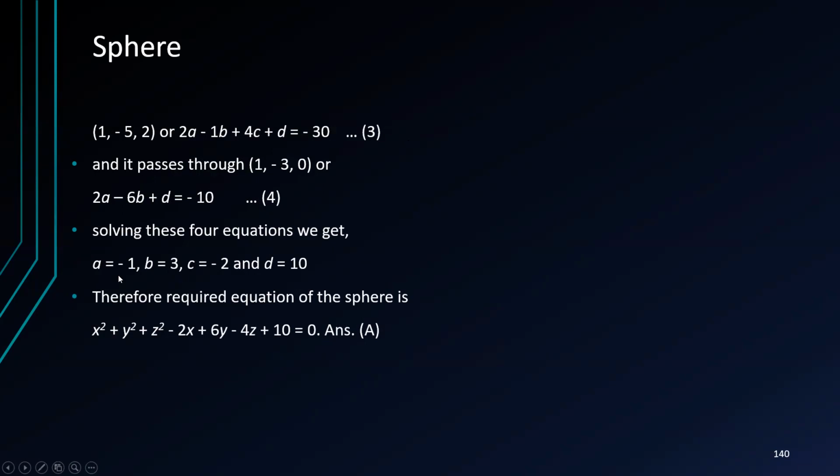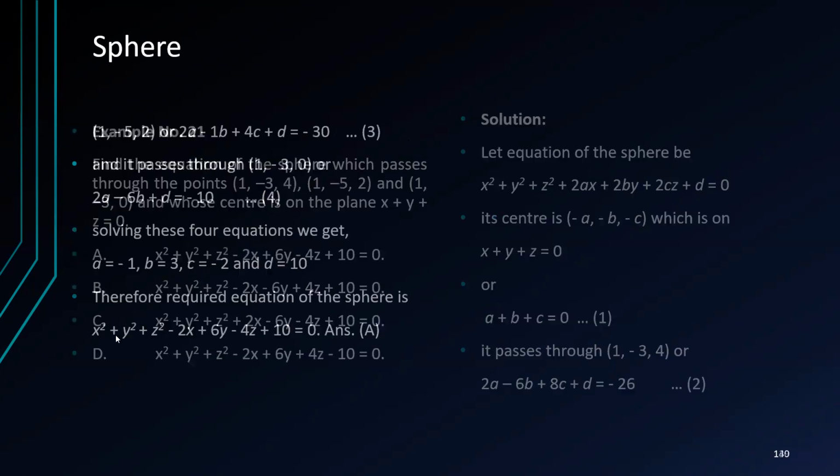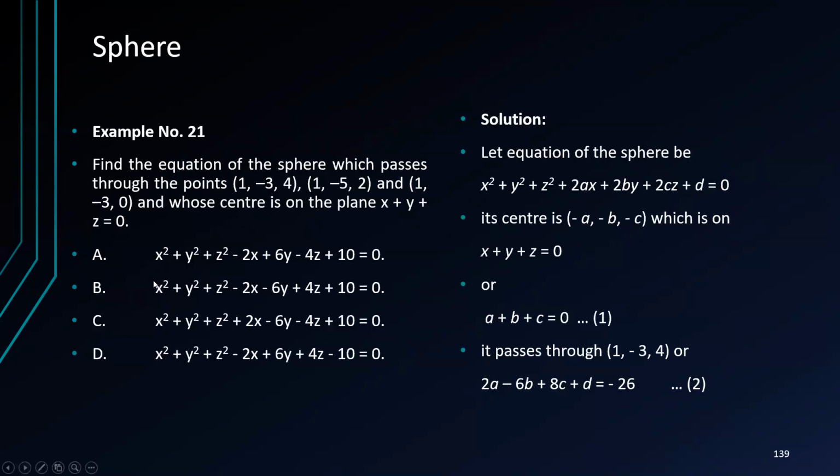a = -1, b = 3, c = -2, and d = 10. Substitute that in the general form. The standard equation of the sphere is x² + y² + z² - 2x + 6y - 4z + 10 = 0. Letter A. Ang ganda.